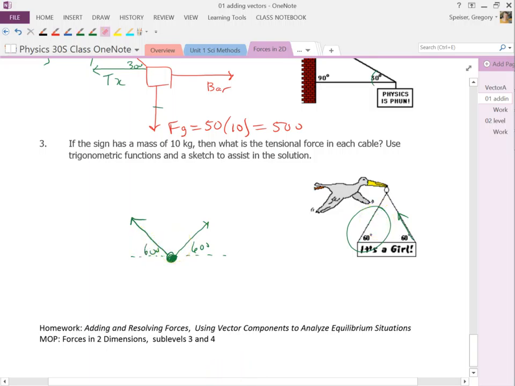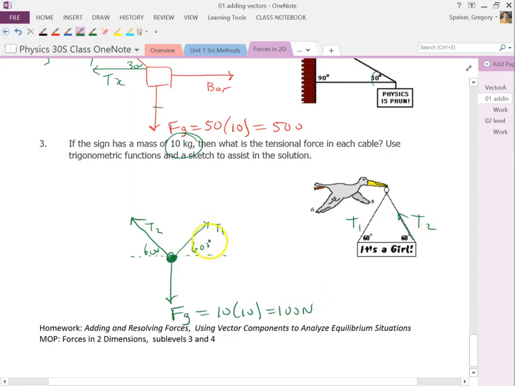So again, if this is my first tension, that tension is drawn over here. And if this is my second cable, that would be drawn over here. And what else is acting on that sign, which says it's a girl, is a force of gravity downwards. If the sign has a mass of 10 kilograms, then the force of gravity is going to be 100 newtons downwards. Can we figure out the tension force?